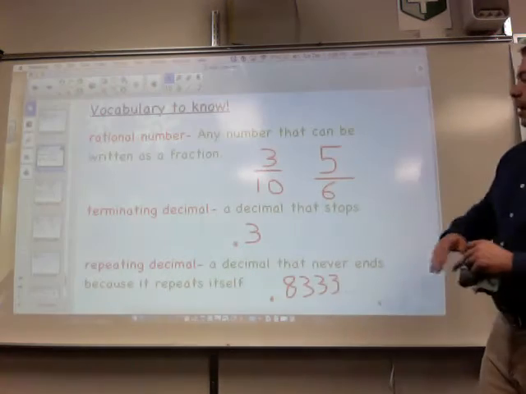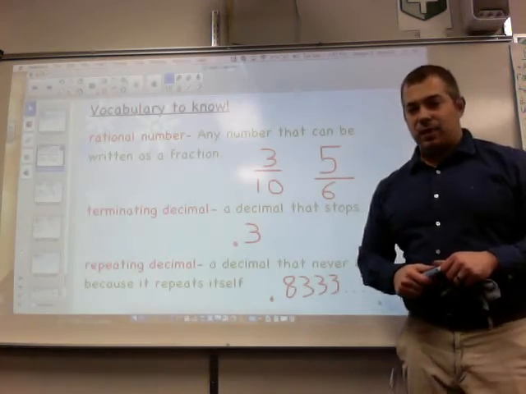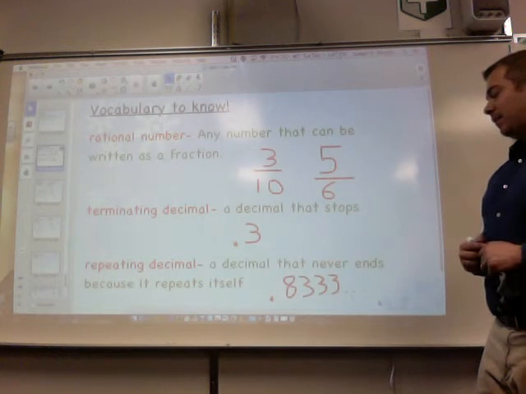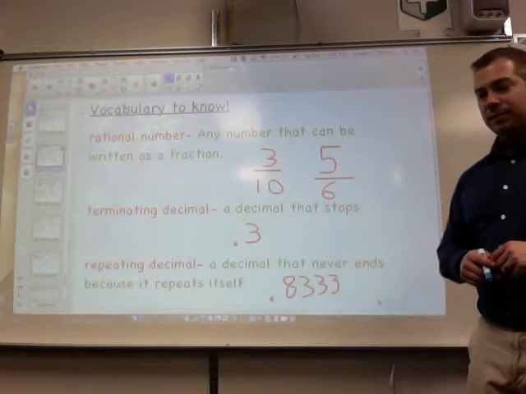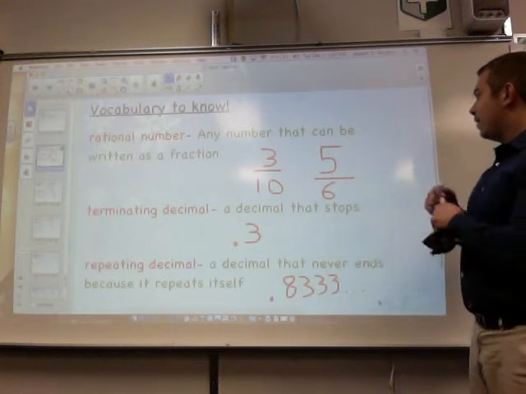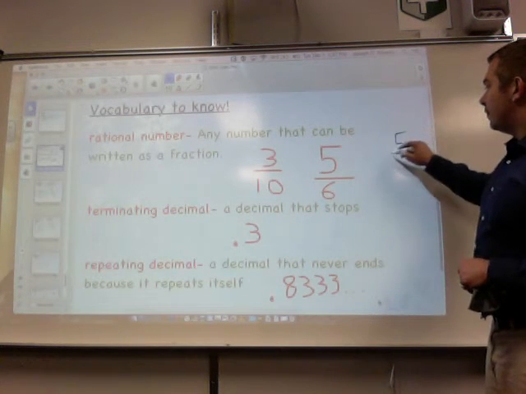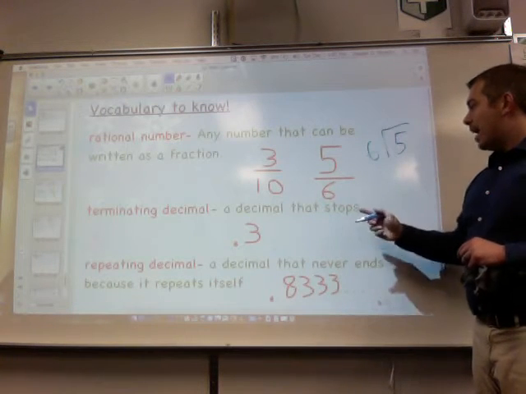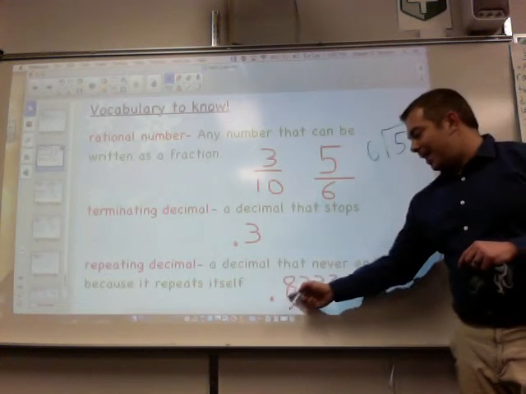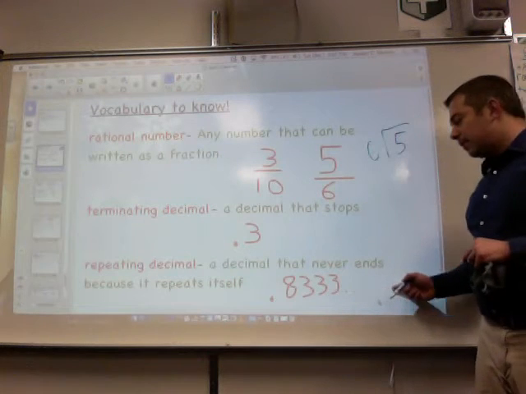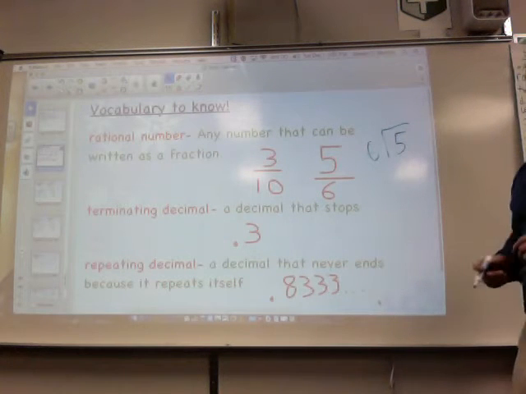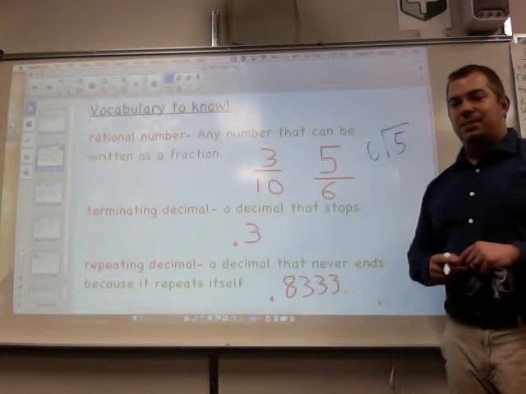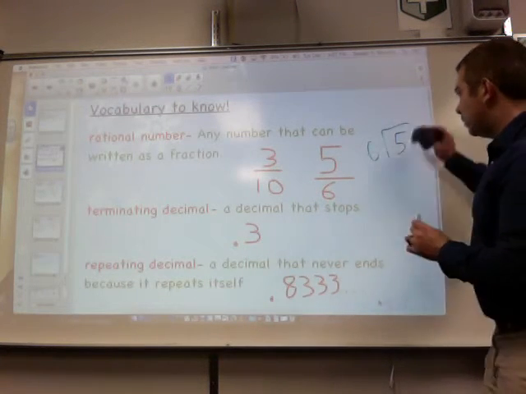I bet you can figure out what a repeating decimal is. It's a decimal that never ends because it repeats itself. It just never stops. For example, if I were to divide 5 divided by 6, that example for my rational number, I would get 0.8333333333333, and I can keep going if I want to because it'll never end. All right, a decimal that never ends is a repeating decimal.